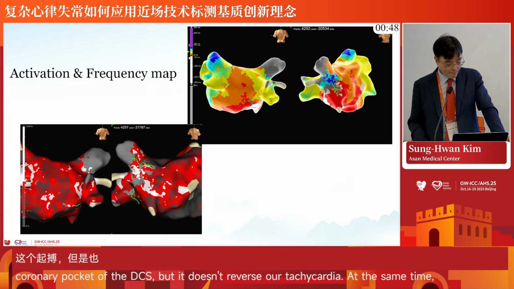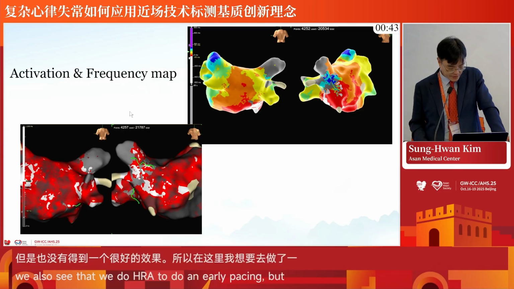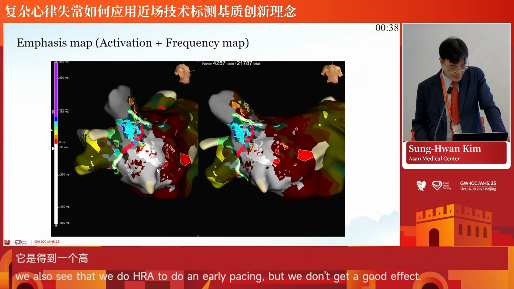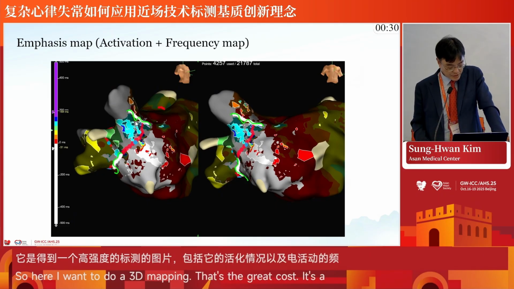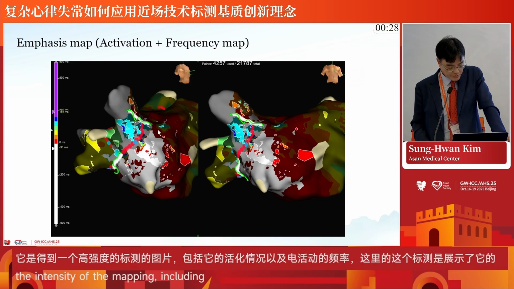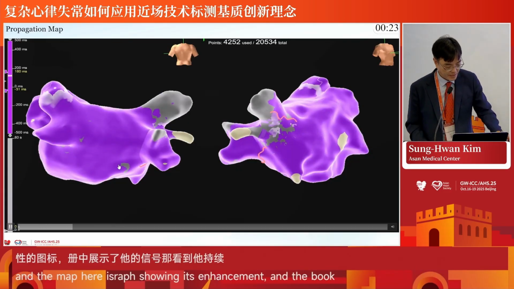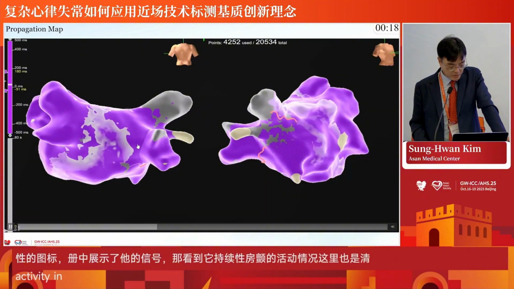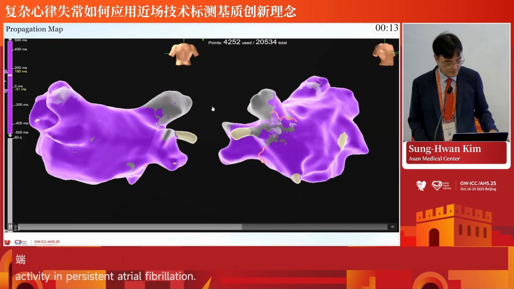I tried to get a 3D map with the omnipolar high density grid catheter, and this is the activation map, and this is a frequency map. This is the emphasized map to shade out the far field signal. We can clearly see that there is a critical isthmus. This is a propagation map. We can clearly see the mechanism is atrial flutter, not atrial tachycardia with a focal mechanism.